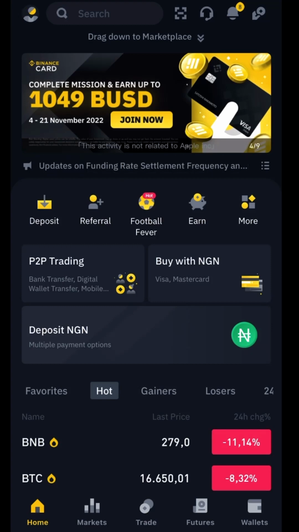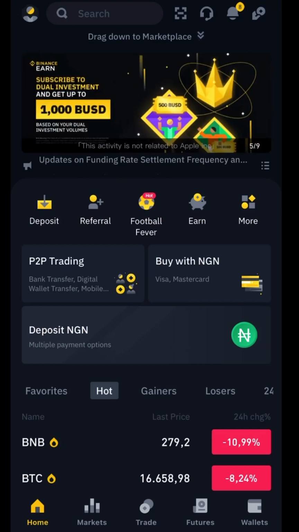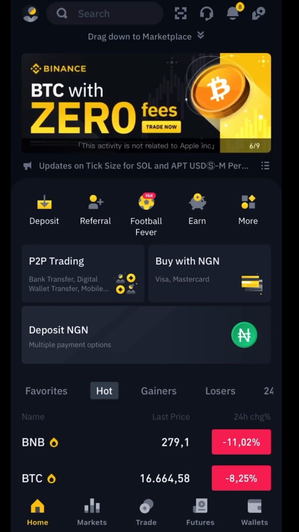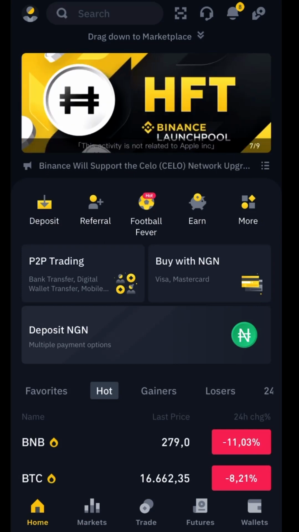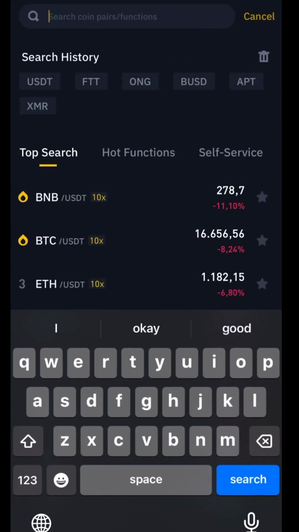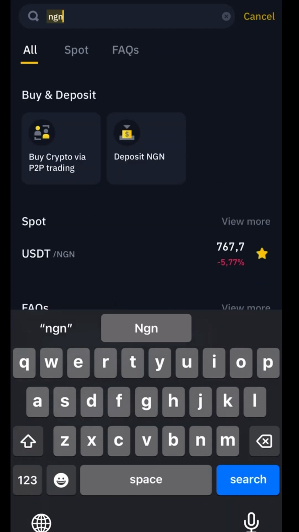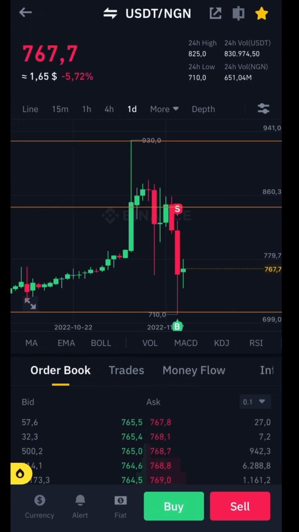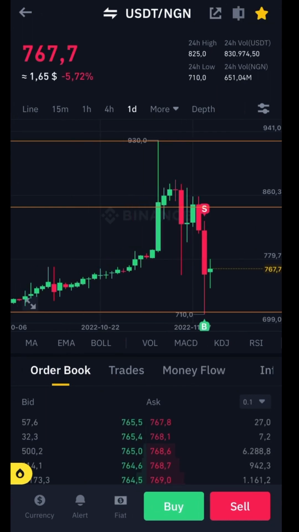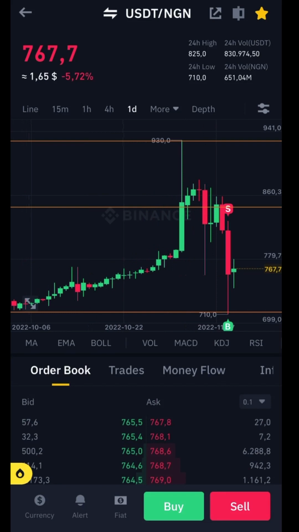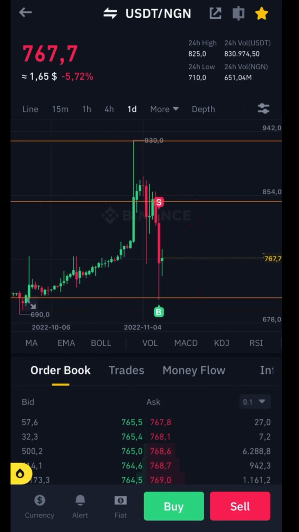So the first thing you need to do in this video, we are using Naira and USDT. I'm going to go to my search button over here and search NGN. I'm going to press this USDT/NGN, this Naira. As you can see on my chart view over here, I'm going to zoom this.